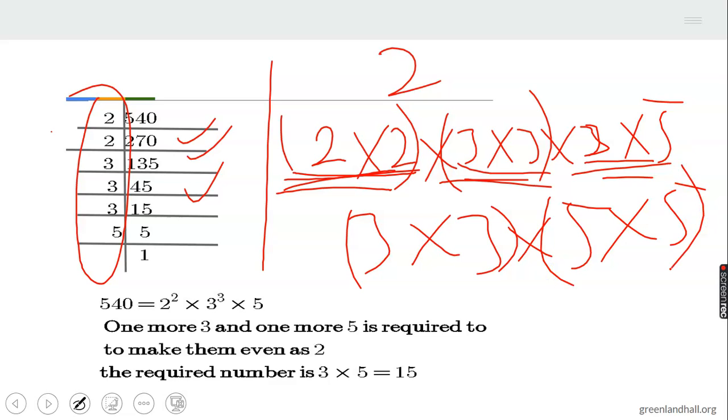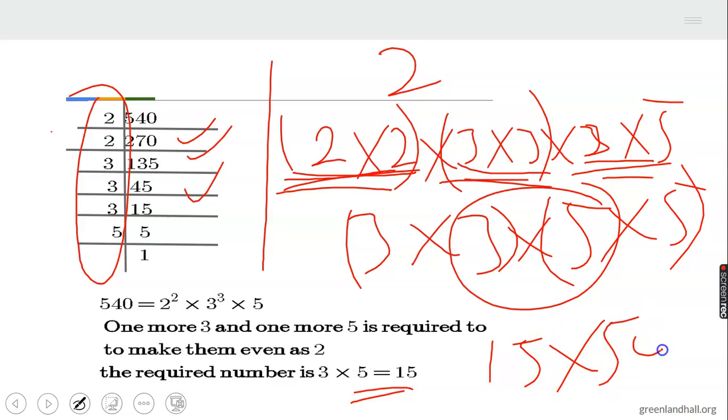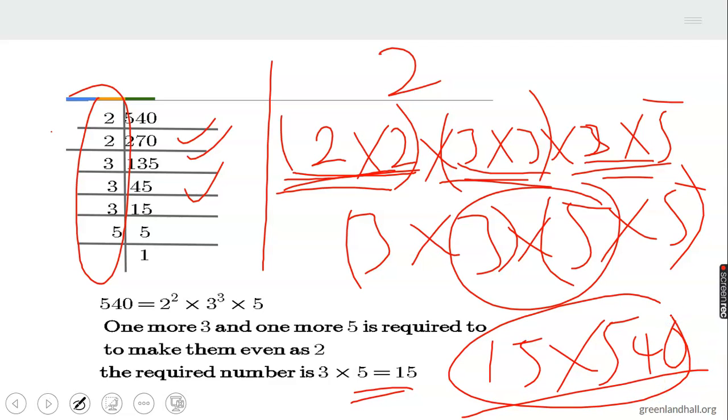Now, after doing that, how many numbers do we multiply? That means we multiply 3 and 5. That means when we multiply 15 by 540, it becomes a perfect square. That is, the result of this is a perfect square. That is how to make any number a perfect square.